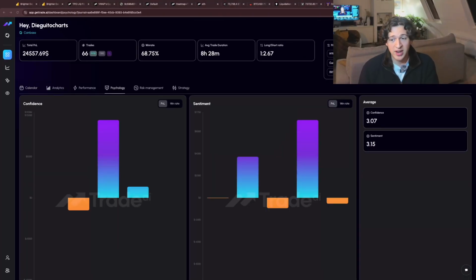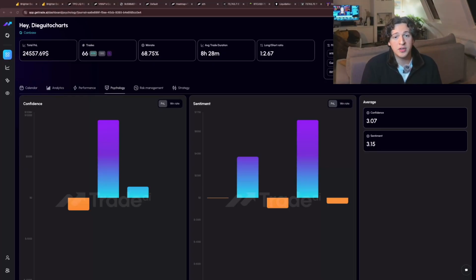Now, what is very nice with TradeAI, and I will show you guys how to compute this data in the journal, are basically the confidence and sentiment statistics. So basically you will be able to track your psychology. When you enter a trade, you will rate on a scale of 1 to 5 your confidence and your sentiments, and you will be able to see if when you enter a trade with confidence, with low confidence, or with a big sentiment or with low sentiments, if you make money or not.